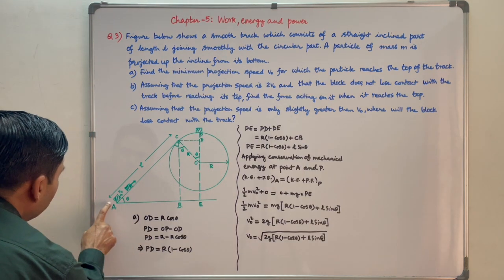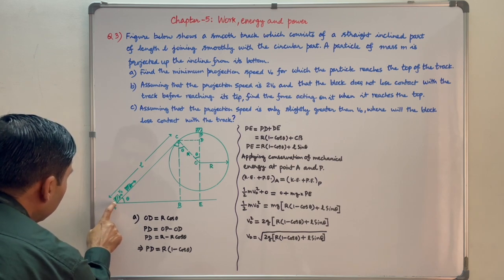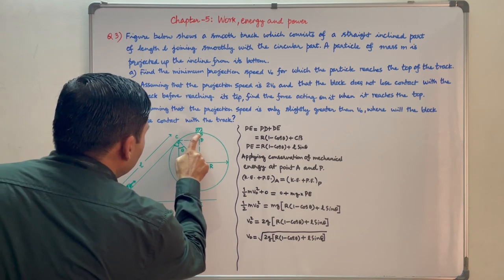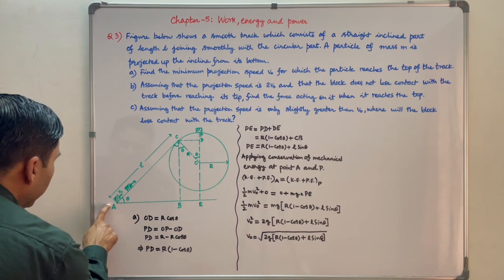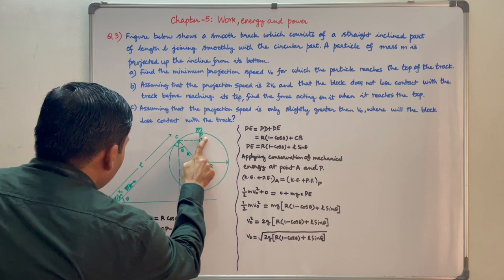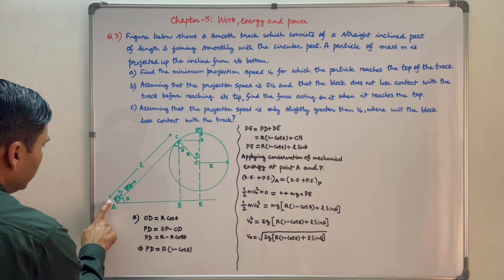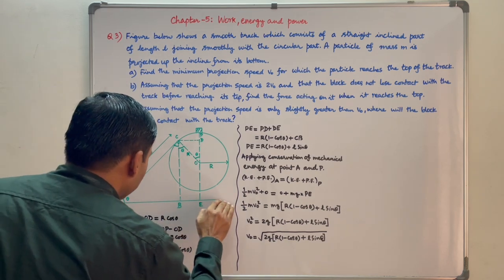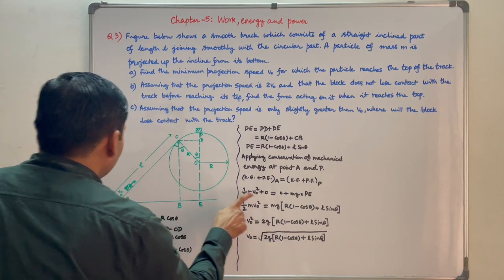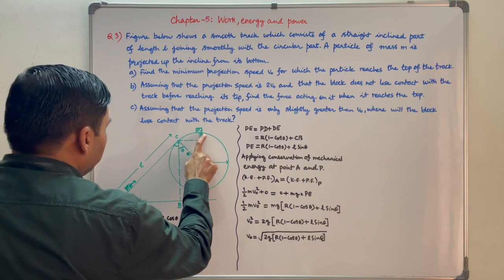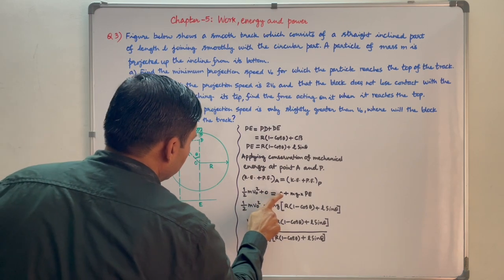Part A. Suppose the particle starts from point A with projection speed v0. It just reaches the top of the circle and stops there. We can apply conservation of mechanical energy at point A and at point P. At point A, kinetic energy of the particle is half m v0 square. Suppose this is reference line. So potential energy of the particle at point A is 0. Kinetic energy of the particle at point P is 0 because particle stops there. So kinetic energy at P is 0.